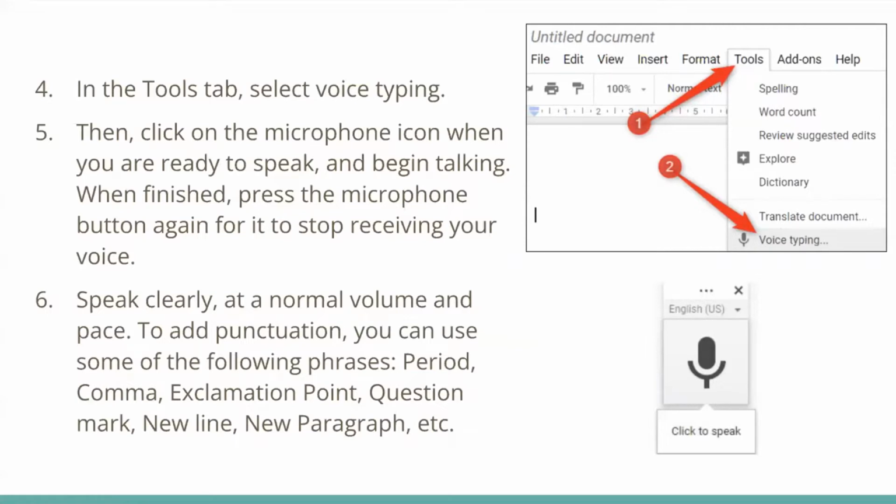Something to note is that you need to speak clearly and at a normal volume and pace. And in order to add punctuation, you can use some of the following phrases. And these are going to be the key words and phrases to keep in your mind. Period, comma, exclamation point, question mark, new line, new paragraph, etc. So really keep it down to those key words and try to be very clear when you're communicating with the software, since if you say an entire sentence, it may pick up as that to be what you're wanting it to write. So just really stick to these keywords.